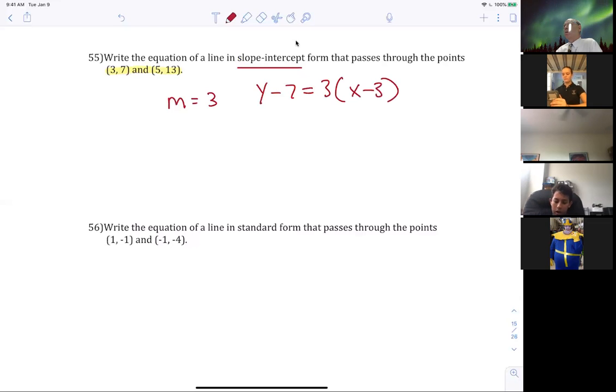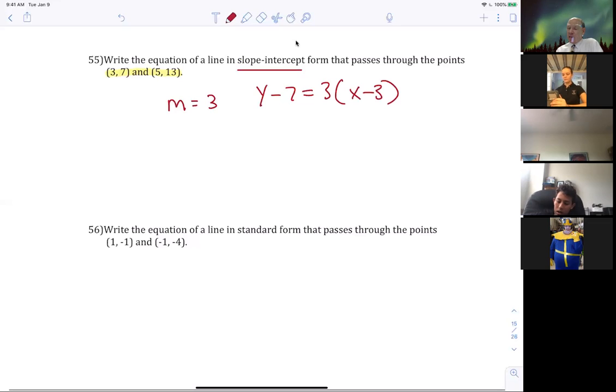So does it matter what point you pick? No. Sometimes it doesn't look like the same line. Like if I chose, or if he had chosen the other point, it would have been y minus 13 equals 3 times x minus 5. That doesn't look the same, but guess what? It is the same. Now, to show you it's the same, we want to write it in slope-intercept form.